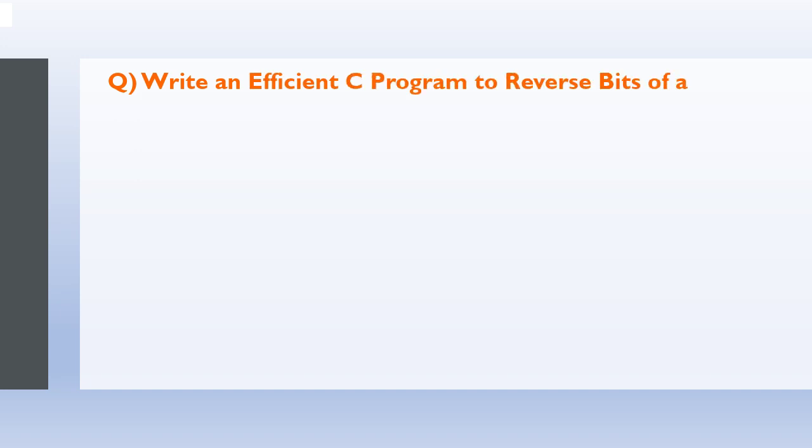Write an efficient C program to reverse the bits of a number. This is the most frequently asked question. There are a lot of ways to reverse the bits of a number. Here I am describing 3 general methods. Let's go with method 1 first and then the remaining 2 methods.